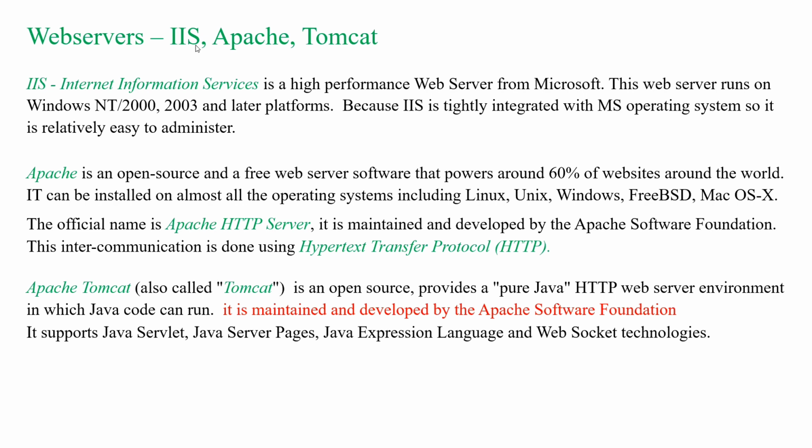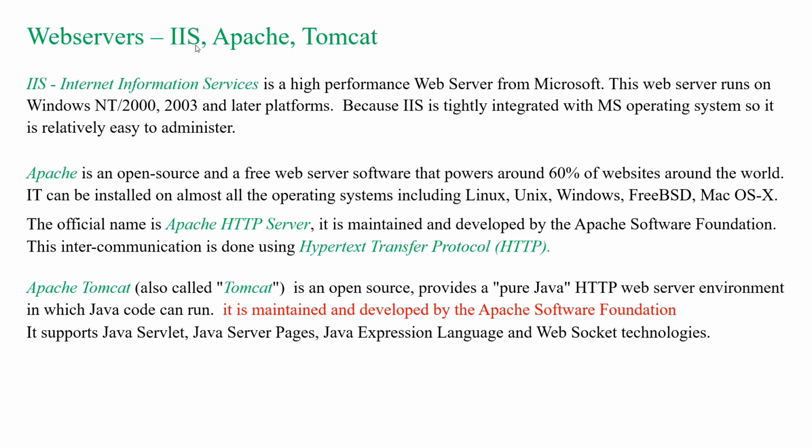Okay, the next one is Apache. Apache is an open source and free web server software that powers around 60% of websites around the world. You can see how popular Apache is. It can be installed on almost all the operating systems, including Linux, Unix, Windows, FreeBSD, Macintosh, and many other OS. The official name of Apache is Apache HTTP Server.